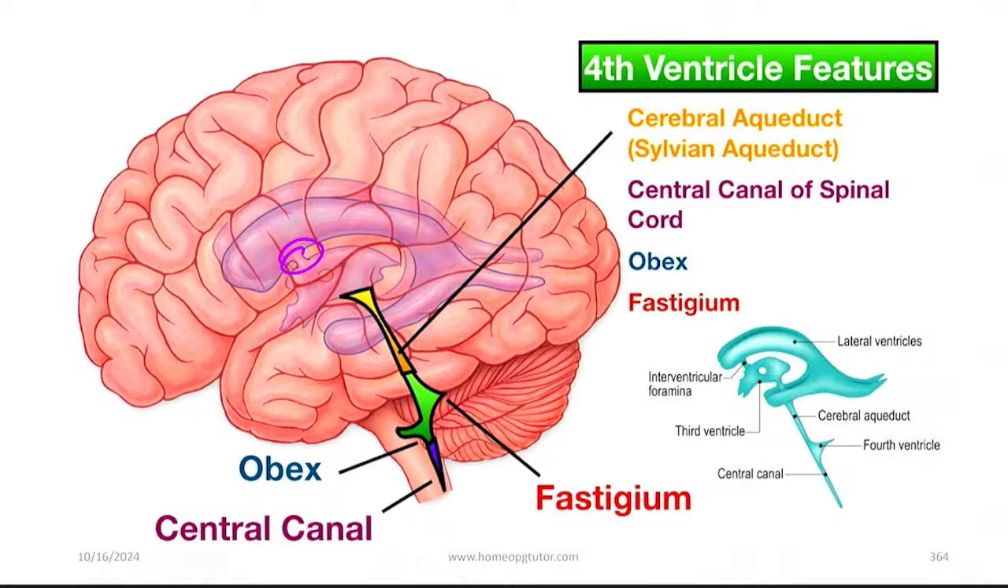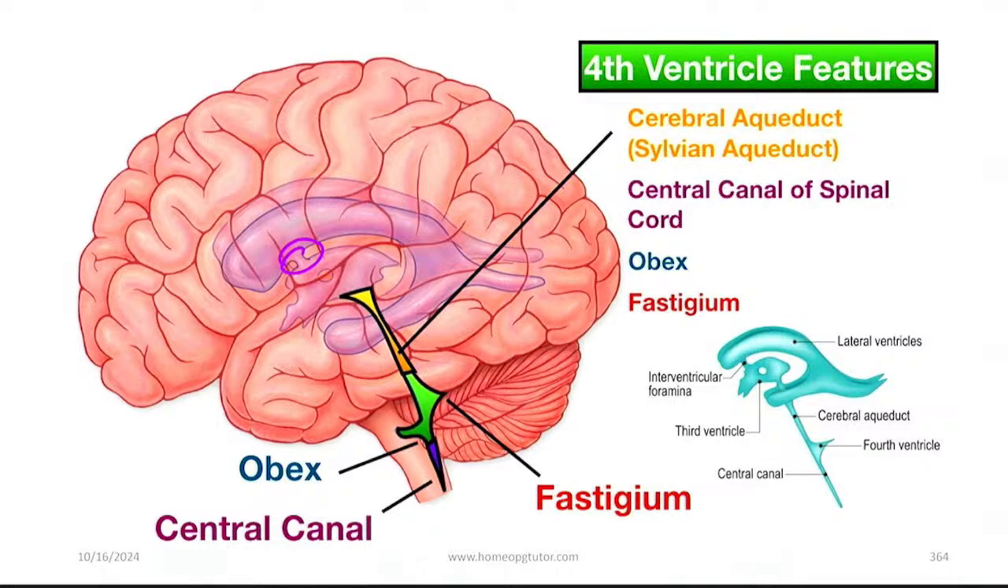Now this is the last. This fourth ventricle is the last ventricle in the system in the brain. It is connected via the cerebral aqueduct to the third ventricle. It lies within what? Within the brainstem. Where in the brainstem? Between the pons and medulla.